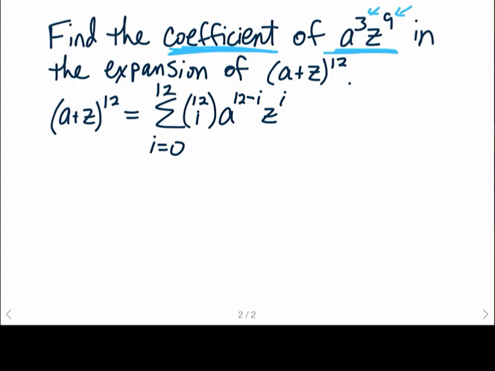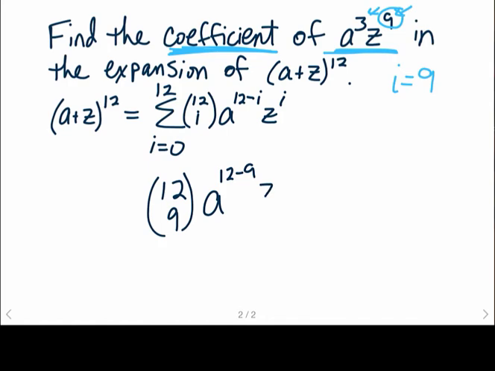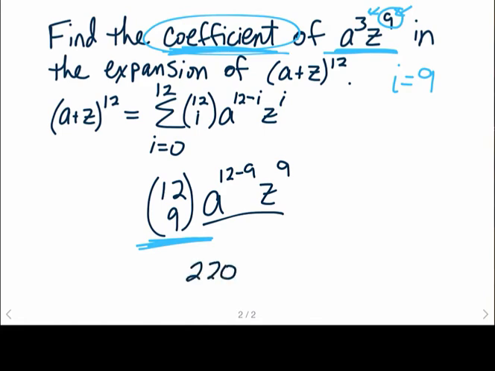Since the exponent on z corresponds to i, the index of summation, in this case i is equal to 9. So we're actually looking for the term 12 choose 9. And the term itself would be 12 choose 9 times a to the 12 minus 9, z to the 9, right? That a cubed z to the 9th that we're after. But all we're really after, being that we're after the coefficient, is 12 choose 9, which my calculator tells me is 220.